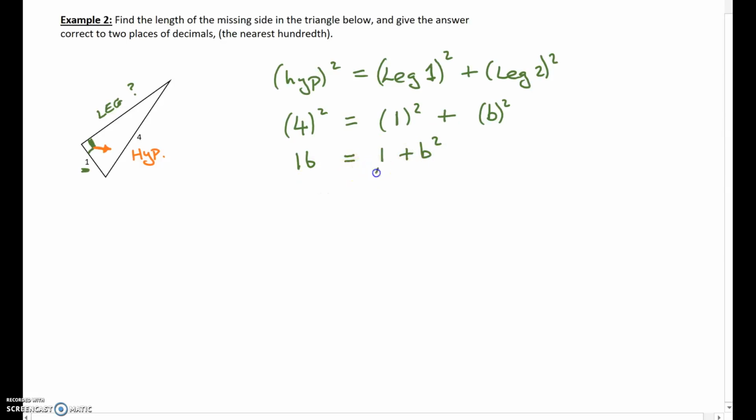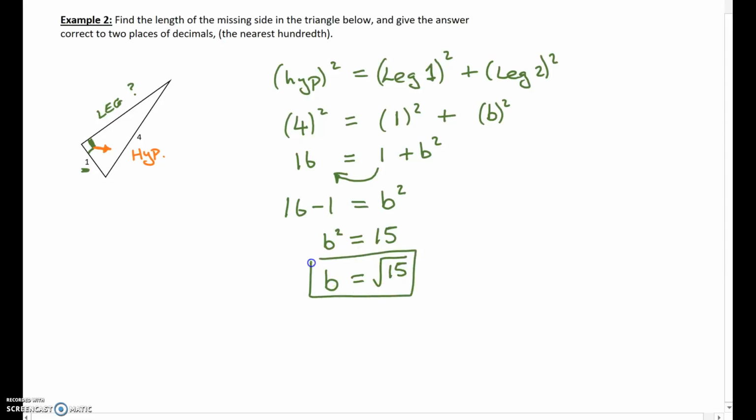Okay, so you want to get B on its own, subtract the 1. So 16 minus 1 is equal to B squared. B squared is going to be equal to 15, but because we're talking about a length, we don't need to worry about the negative square root of 15. Just say B is equal to the square root of 15. So that's the exact answer, the square root of 15.